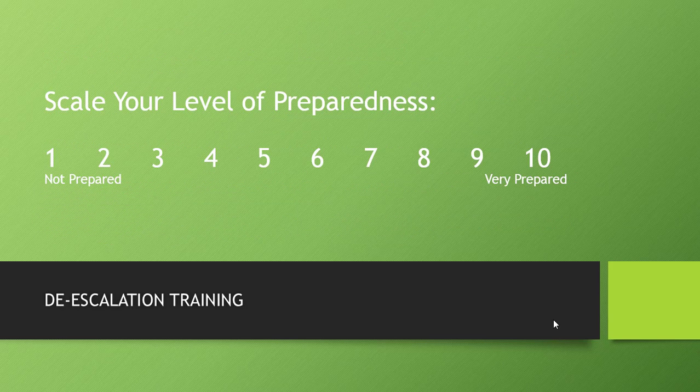Please scale your level of preparedness prior to this training, 1 being not prepared and 10 where you're feeling very prepared.